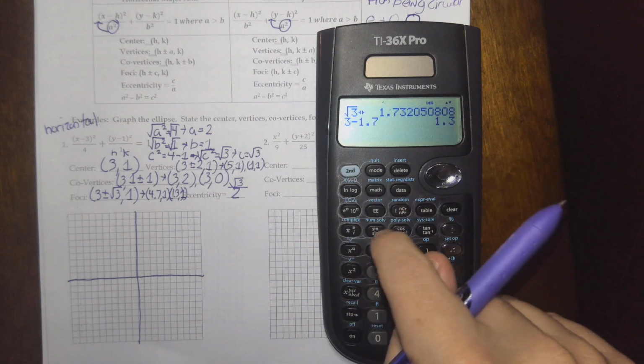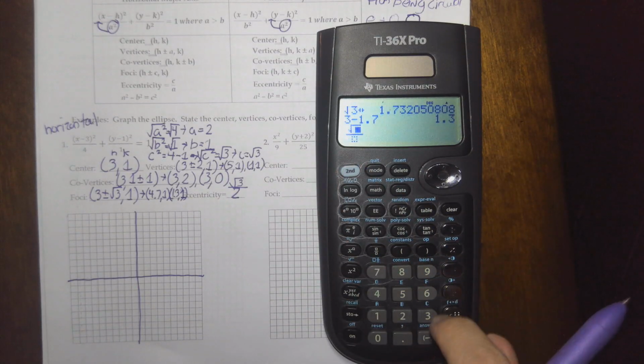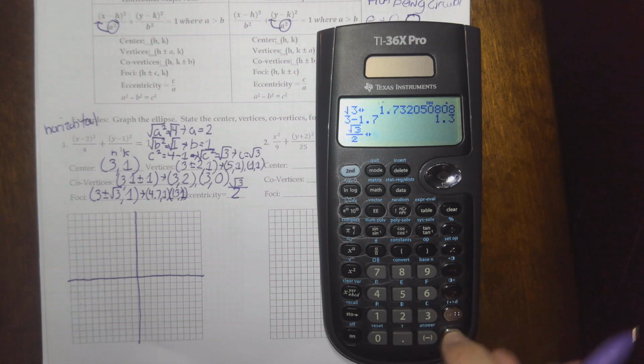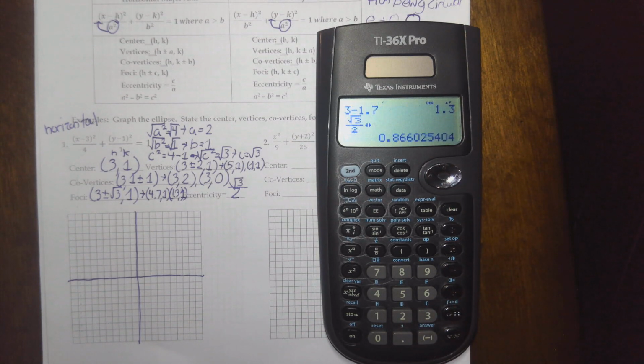If we check what that value is, you would do square root of 3 over 2. You approximate that, guarantee it's between 0 and 1, and it is. It's 0.86. So when we look at this picture, it's going to look a lot more like an ellipse than a circle because it is so close to 1. So let's go ahead and graph our center here.